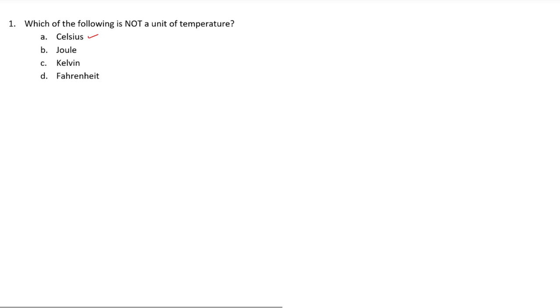Therefore, joule, which I hope you remember is instead a unit for energy, is not a unit of temperature. Remember, temperature is not a type of energy. Heat is a type of energy transfer process, but heat is also distinguishable from temperature. Anytime there's a change in temperature, we get a transfer of heat.